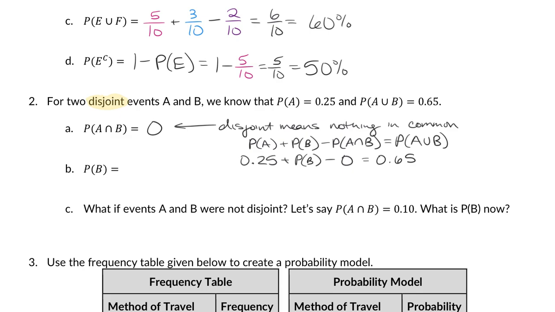My friends, once we fill in everything we know, we only have one variable left we can solve. Minusing 0 is kind of boring, so instead I'm going to subtract 0.25 from both sides so that the probability of B is isolated. 0.65 minus 0.25 is 0.40.